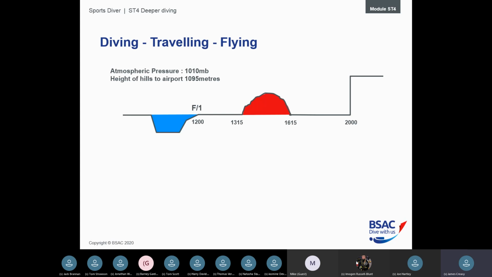So diving, traveling and flying. There we go, we've got the tissue code here. We've surfaced from a dive on tissue code F at level 1. We've had an interval.